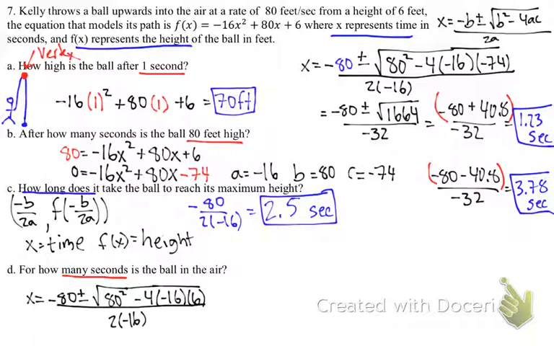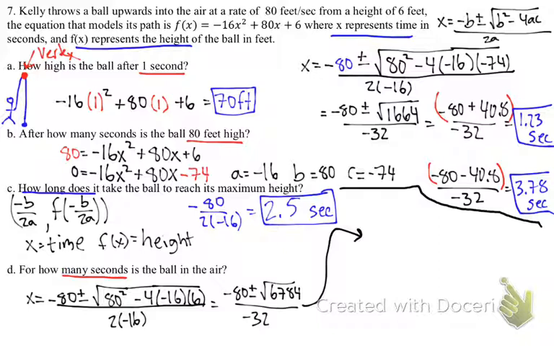We had to go through and simplify this. Again, we start inside the square root. Simplifying that, we come up with negative 80 plus or minus the square root of 6,784, divided by negative 32. From here we break it apart. Negative 80 plus or minus, we square root 6,784 to get roughly 82.4. One of them is going to be plus, the other one is going to be a minus.